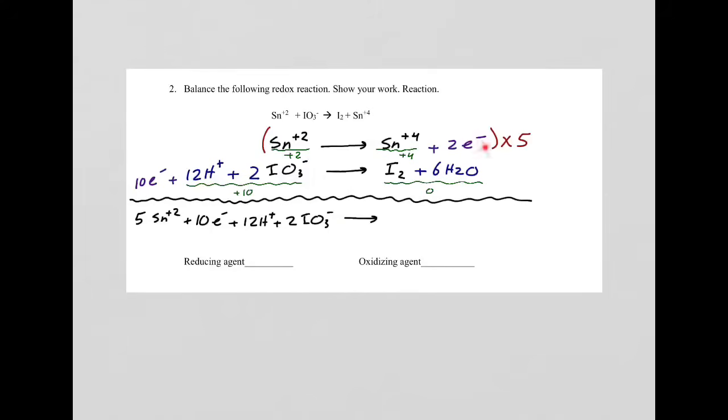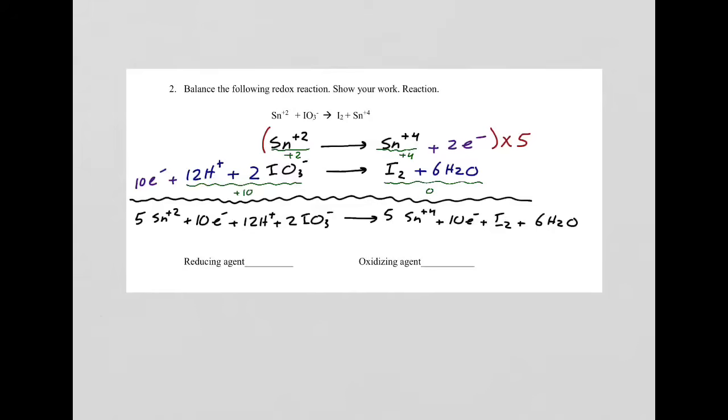Now what I'm going to do, combine all the products together. 5 Sn4+ plus 10 electrons plus I2 plus 6 H2O. Now you need to cancel out anything you can cancel out. Now remember, at this point when you get here, if you cannot cancel out the electrons, ooh, that is bad.